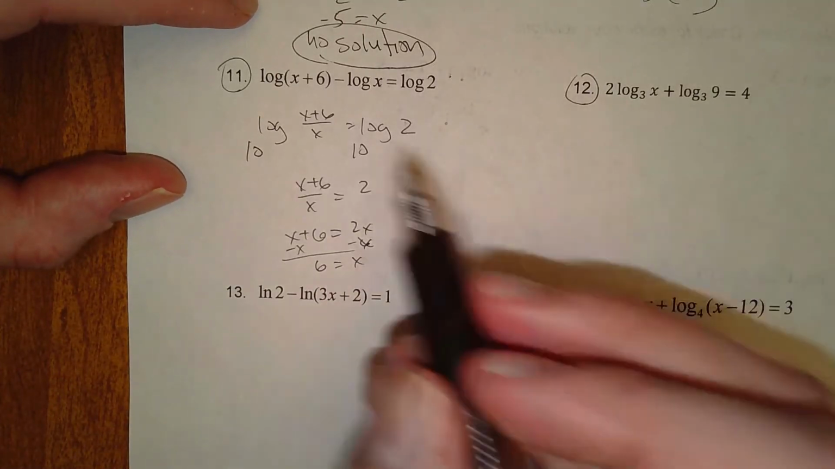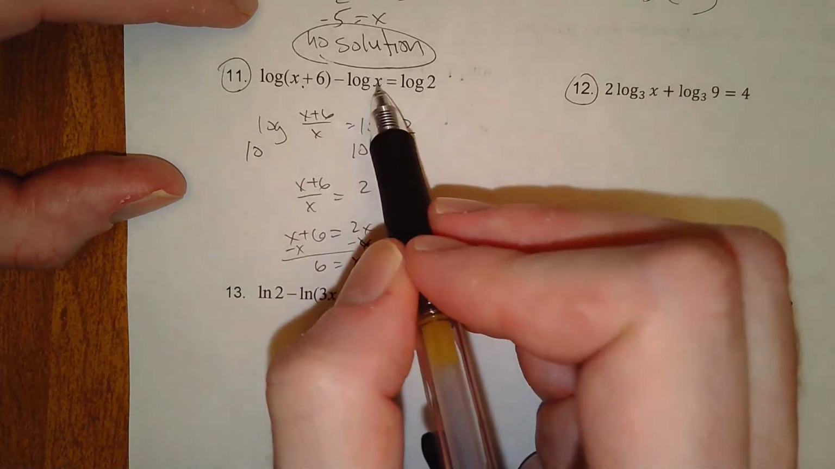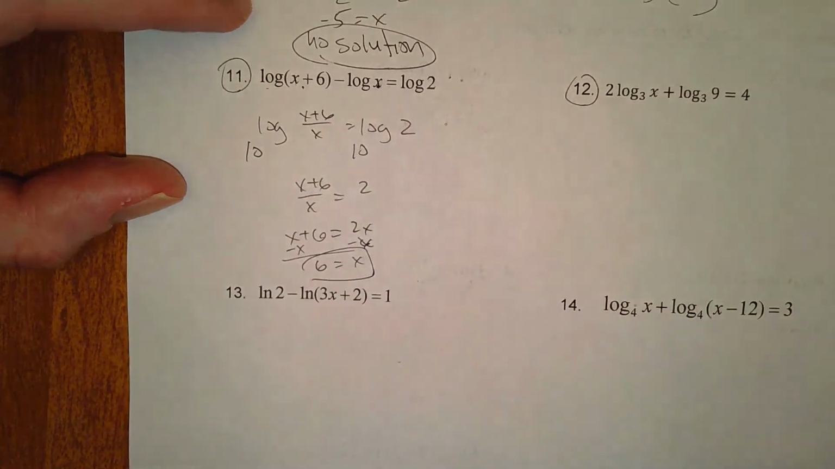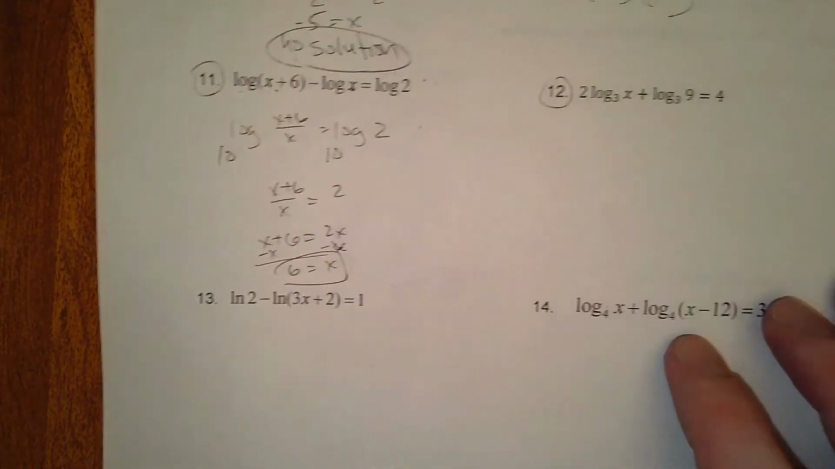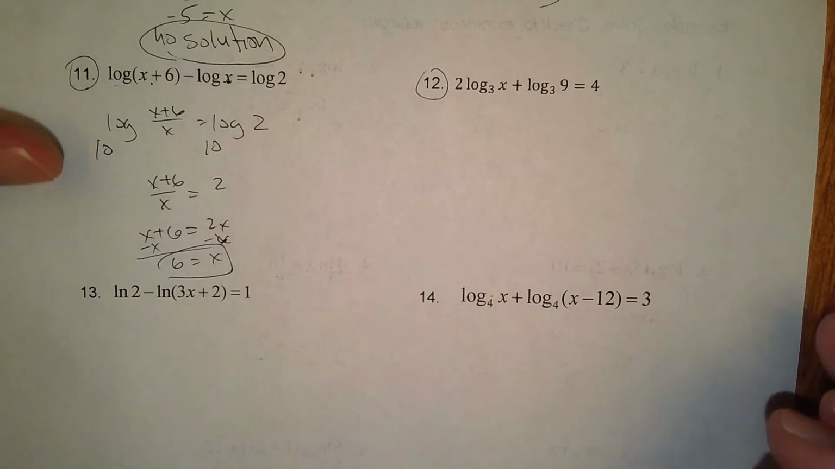And then just to double check, plug that in. So 6 plus 6 is 12. That's positive. Plug it in here. That's positive. So it works. That's a solution. So that one works. And then the last one I do for the video is number 12.